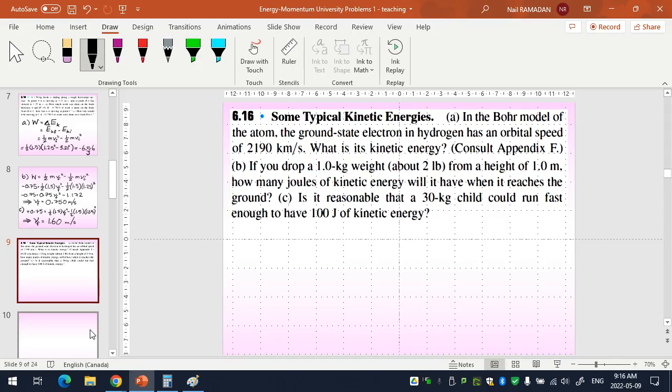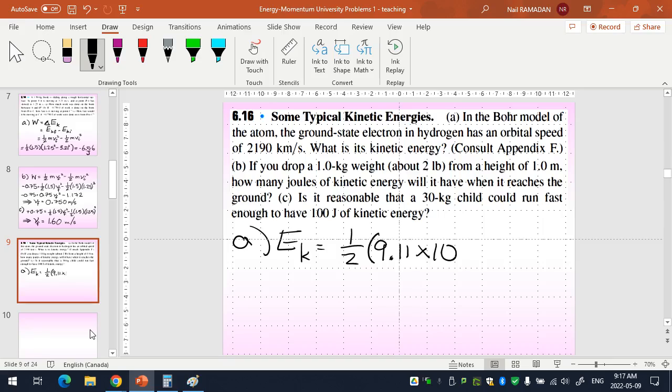The electron in hydrogen has an orbital speed of 2,190 kilometers per second. That's how fast the electron is spinning around the proton in a hydrogen atom. Sorry, hydrogen nucleus. Question: what is the kinetic energy? All right, what's the formula for kinetic energy? EK equals half m v squared. What do I need? The mass of the electron. I have it, 9.11 times 10 to the negative 31 in kilograms.